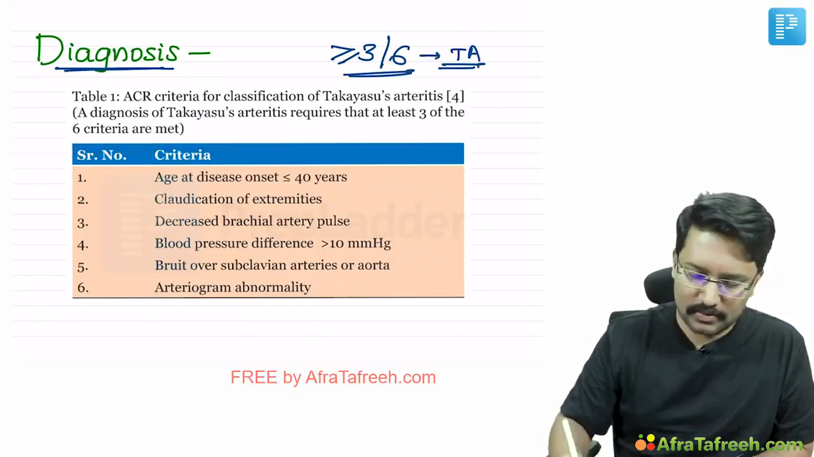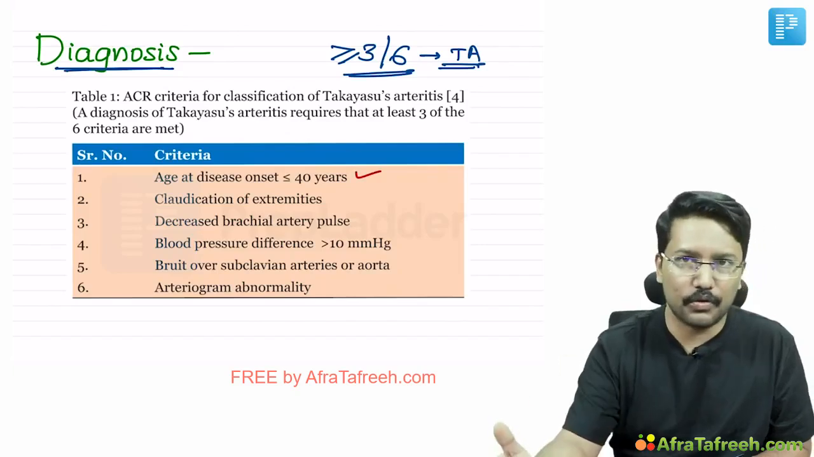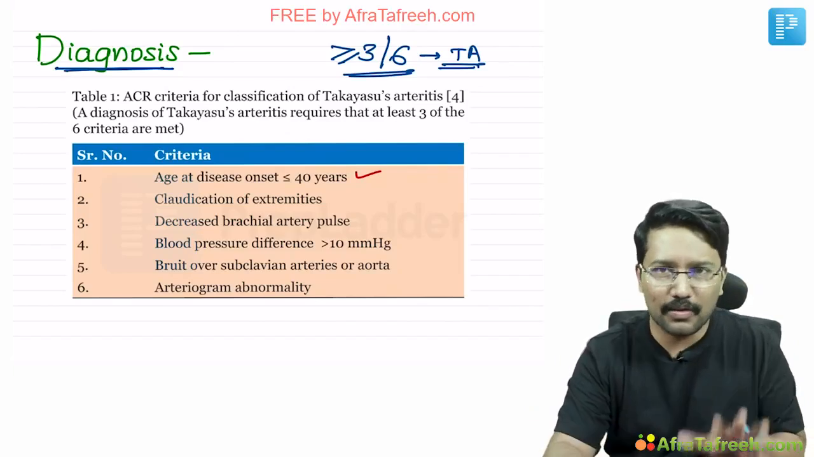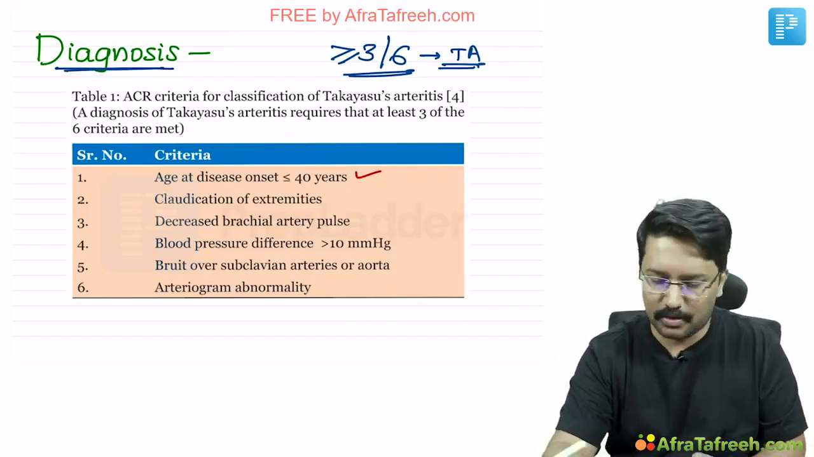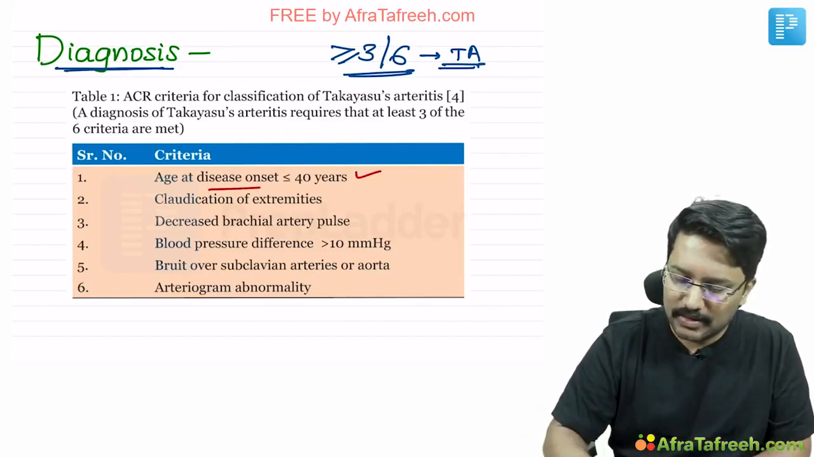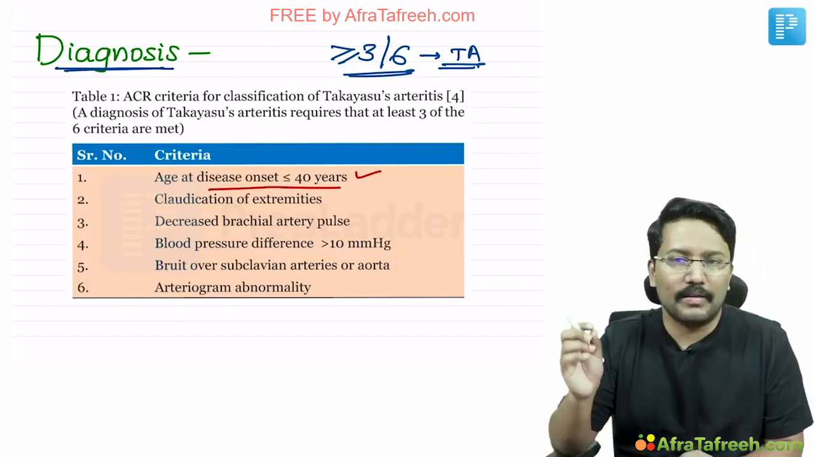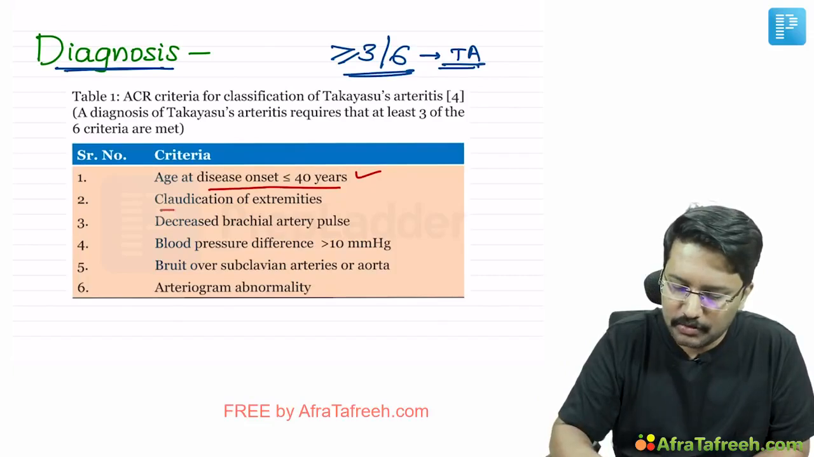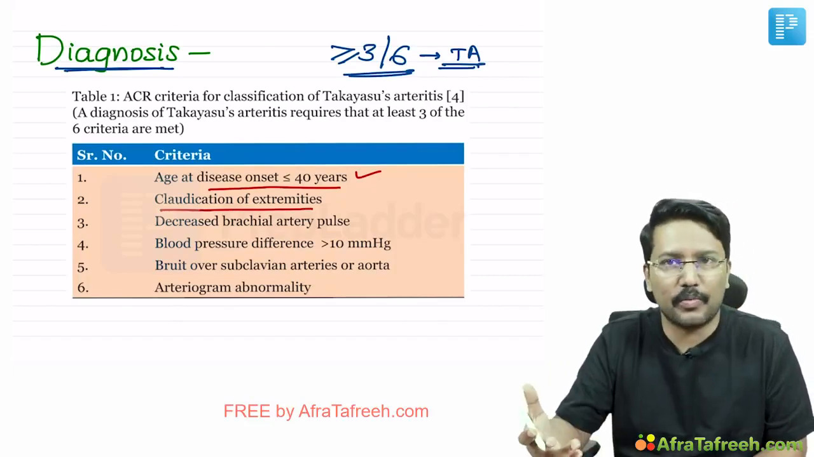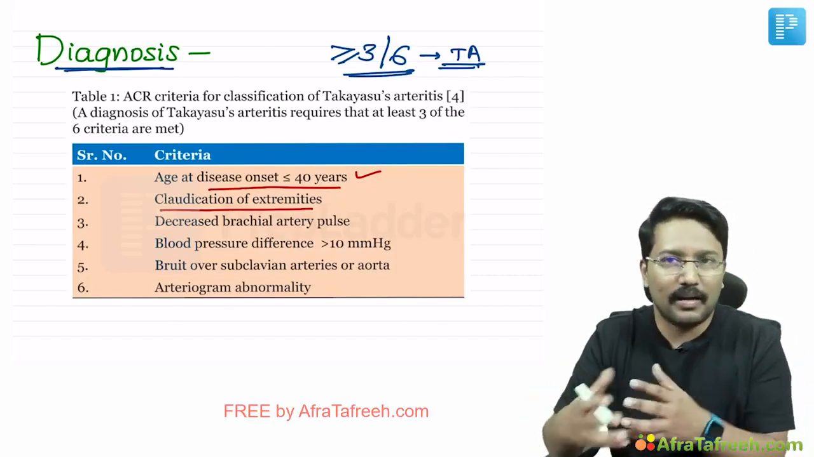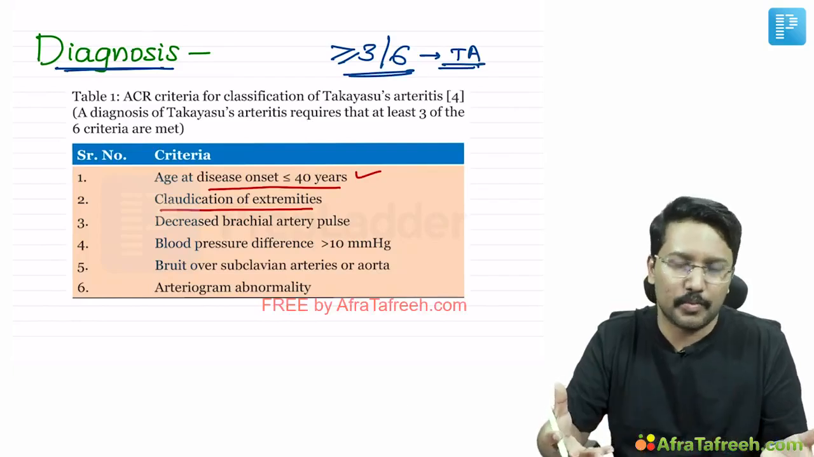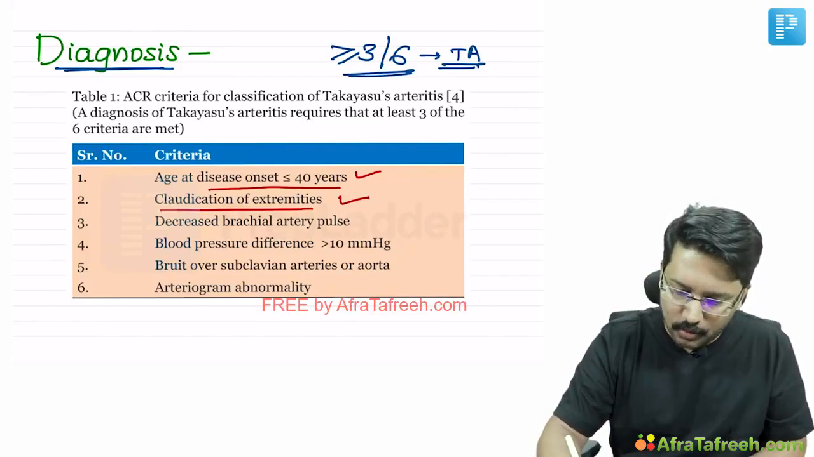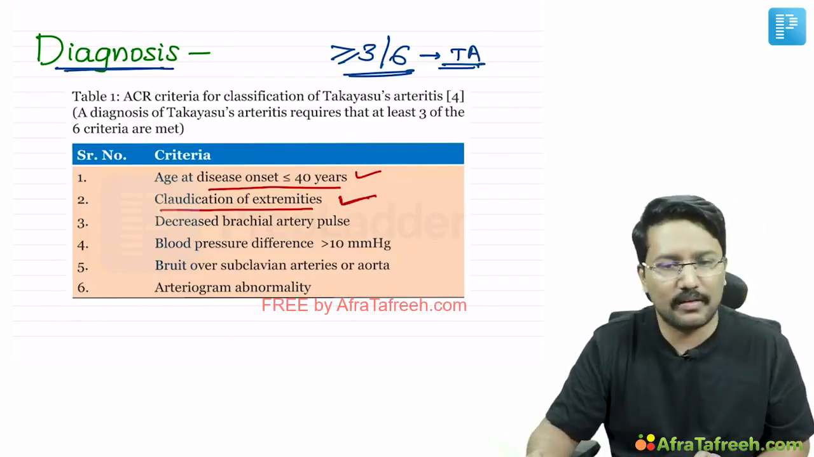What are those 6 criteria? The first criterion is about age. I have already told you about this, right? The majority of patients generally present before 30. For the diagnostic criteria, it is 40, right? So age at disease onset less than 40 is the first thing. The second criterion is claudication of extremities, right? I have already told you subclavian artery involvement is the most common manifestation, and thus upper limb claudication is the most common clinical presentation, right? So claudication of extremities is the second criterion.